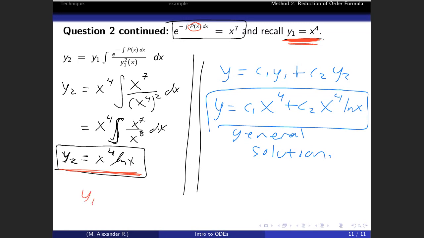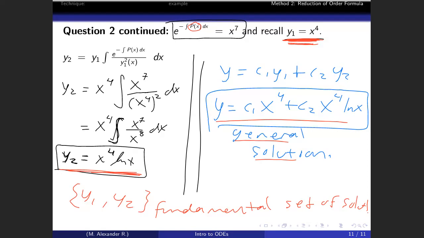And so y1 comma y2 is going to be a fundamental set of solutions. And once you know that you have a fundamental set of solutions, then you can write down the general solution, which is the linear combination.